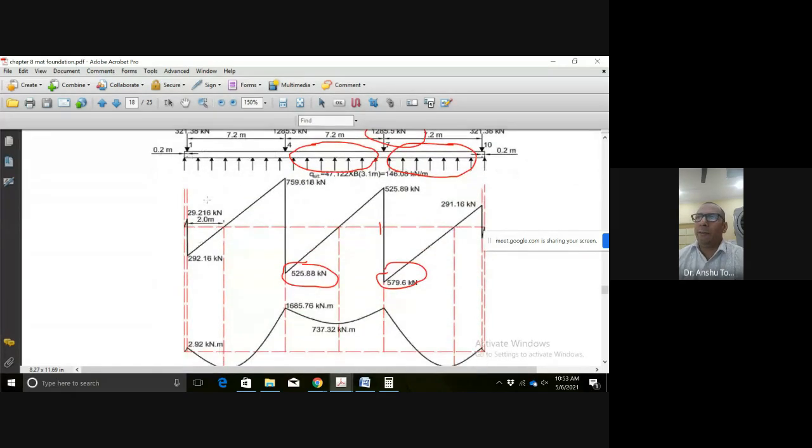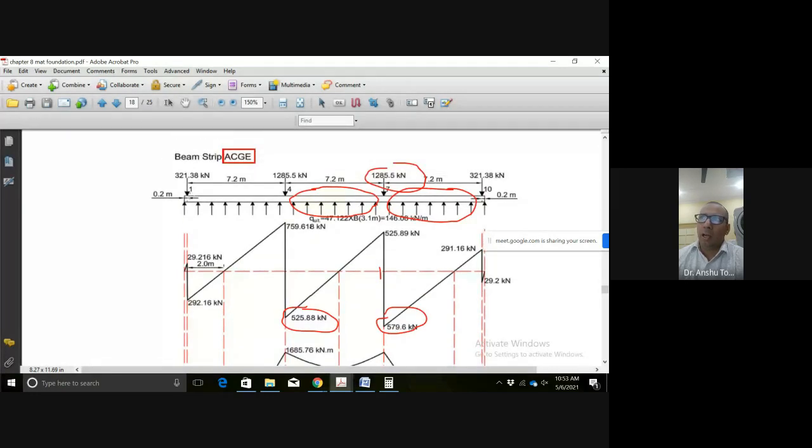Now similarly, if we want to draw a bending moment diagram, on this particular point we can see only the soil pressure acting from downward is available for our BMD calculation. So we know every UDL acts at the center of its span. So it will become 0.1 meter. So what is the intensity? Intensity is 146.08.